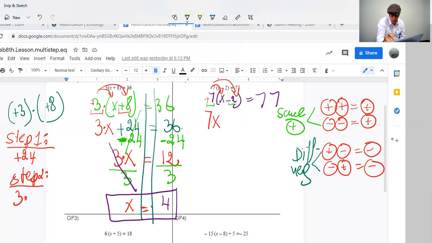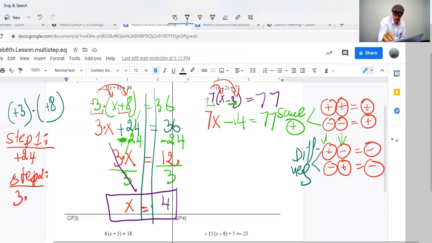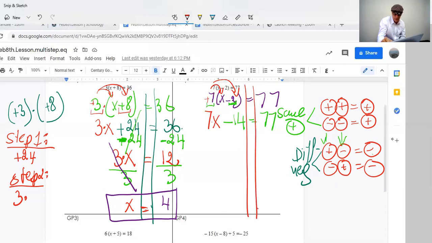times minus 2. Look at the sign to the left. So let's look at my rules. A positive times a negative. The 7 is positive, the 2 is negative, the answer is negative. So that's going to be a negative, and 7 times 2 is 14, equals 77. All right, parentheses are gone. I could keep going.